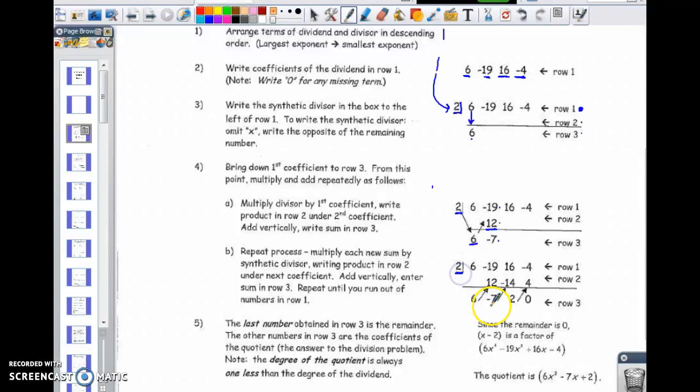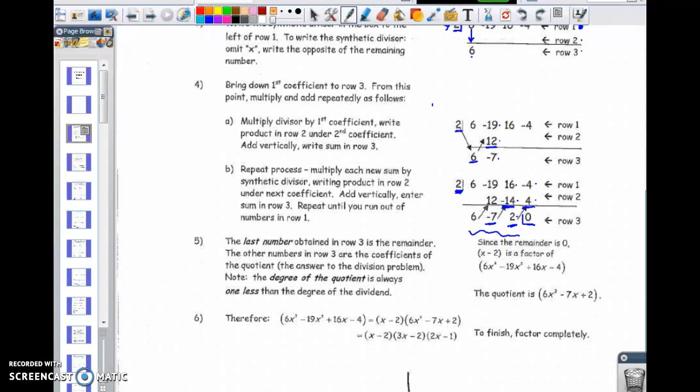Now I'm going to take 2 times negative 7 to get negative 14. And I'm going to add 16 plus negative 14 to give me 2. Now I'm going to take 2 times 2 to give me 4. And I have negative 4 plus 4, and it gives me 0. The last number obtained in row 3, which is our 0, is the remainder. The other numbers in row 3 are the coefficients of the quotient, the answer to the division problem. Note the degree of the quotient is always 1 less than the degree of the dividend.